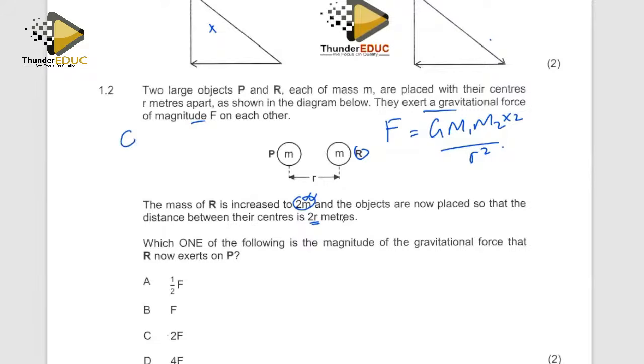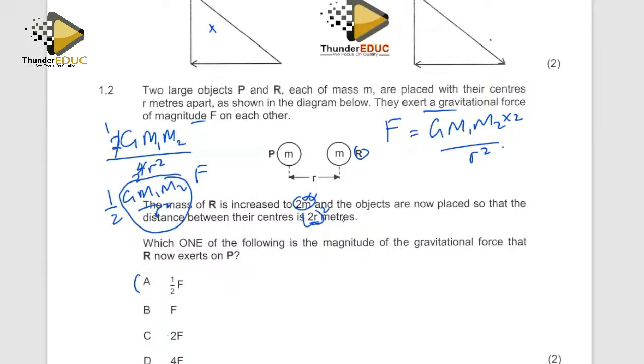So meaning that we're going to have G, M, and M. Let me call this M1, M2, but it is 2 times, over, now when I get the 2R and I square it, I'll get 4R squared. When I simplify this, we're going to get a half. So that's going to be a half G M1, M2 over R squared, of which this represents our force. So my option will be for that case.